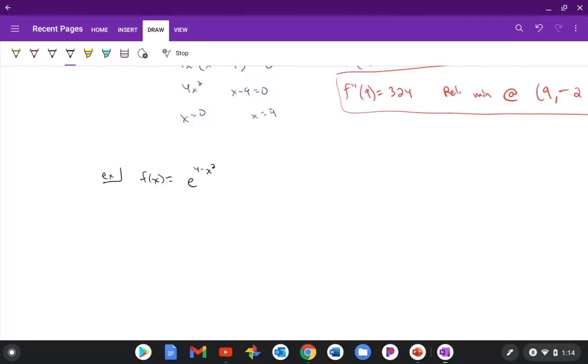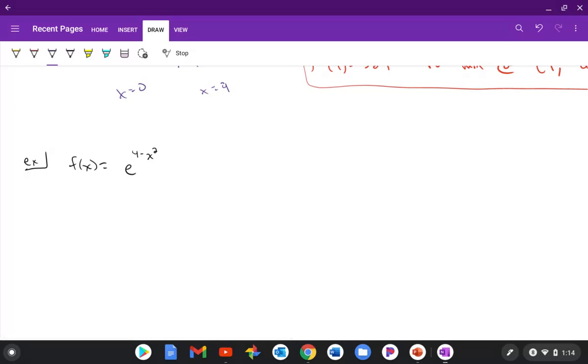All right, the next one might be just a little bit more challenging simply because it's an e function. But I promise it's not that much worse once you get past the fact that it's an e. So let's go ahead and start with the first derivative. The derivative of e to the u is e to the u times u prime. So this is just e to the 4 minus x squared times the derivative of that exponent, which is negative 2x.